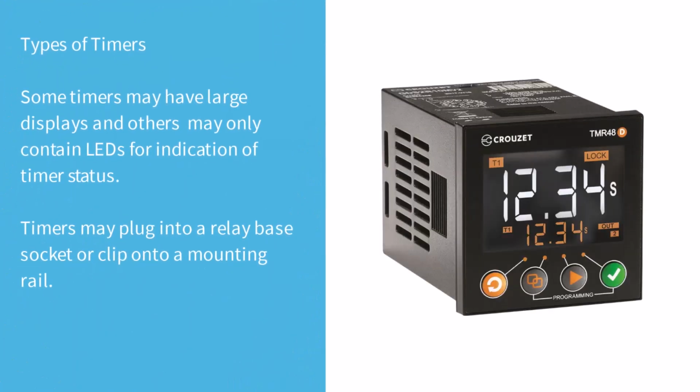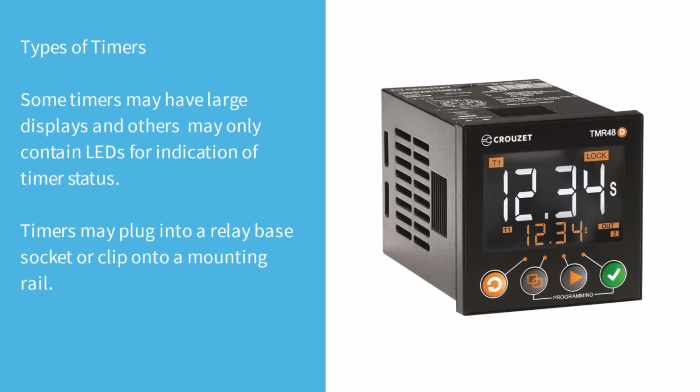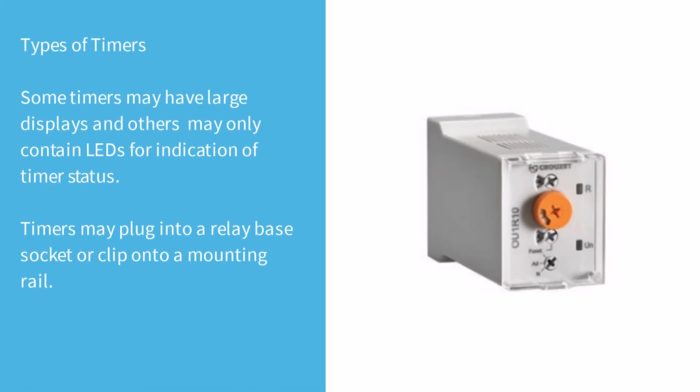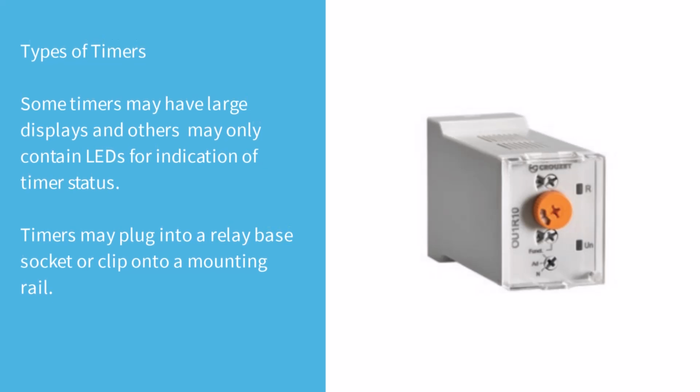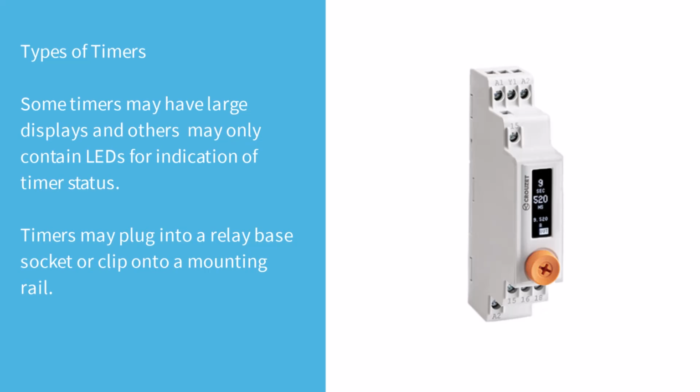There are various types of timers used in control systems. Some timers may have large displays, and others may only contain LEDs for indication of timer status. Timers may plug into a relay-based socket or clip onto a mounting rail.